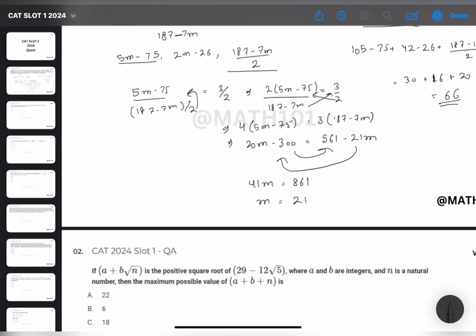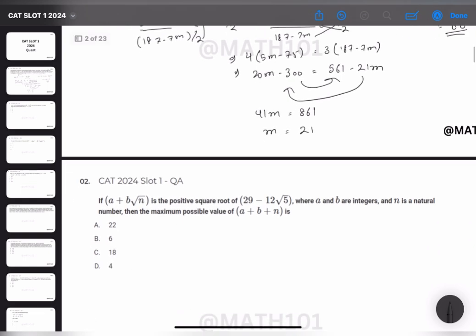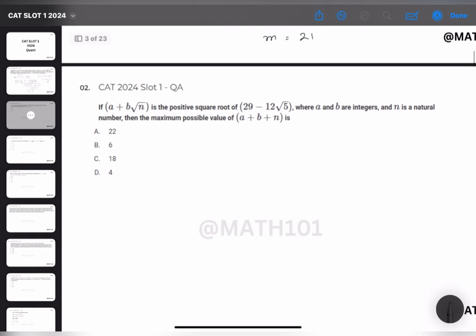Moving to the next question. a plus b root n is the positive square root of this. Let's square this. (a plus b root n) squared is equal to a square plus 2ab root n, which is 2 times this into this, plus this squared. b root n squared is b square n.